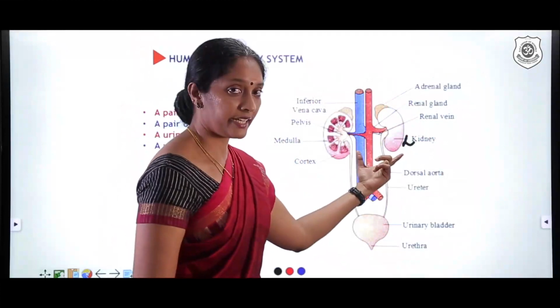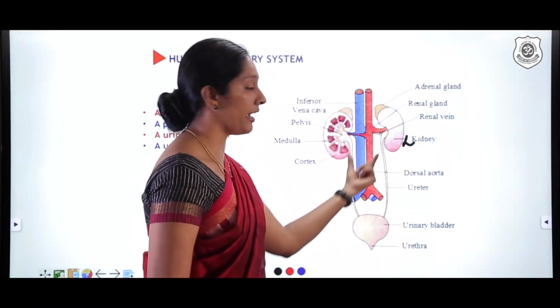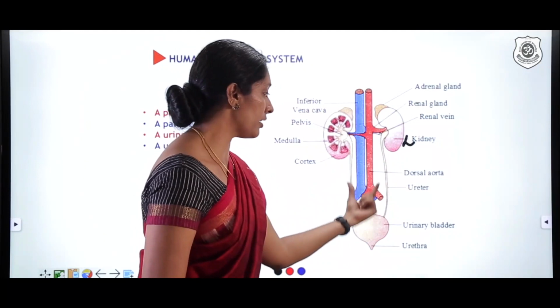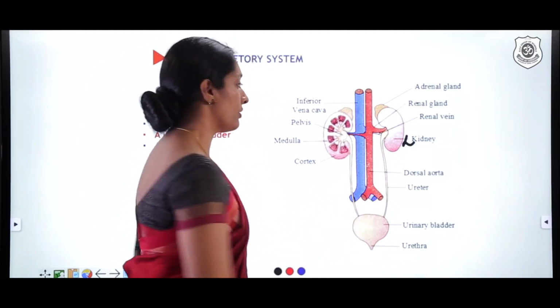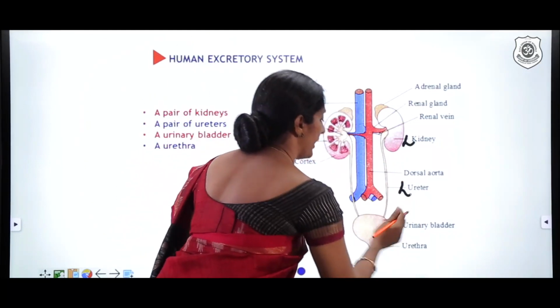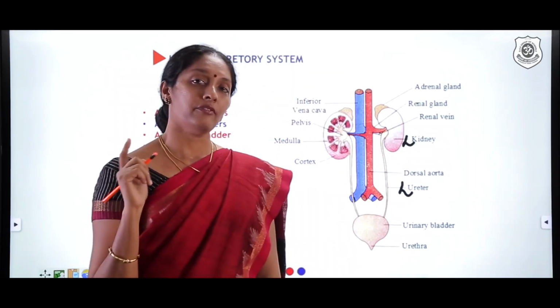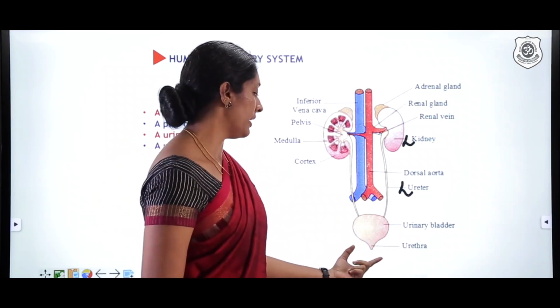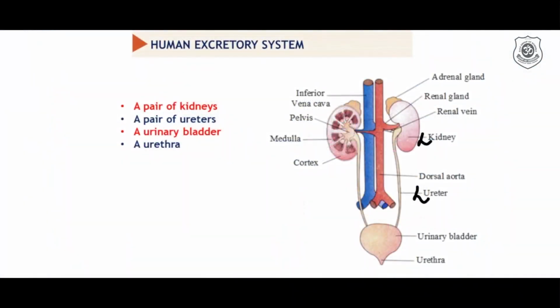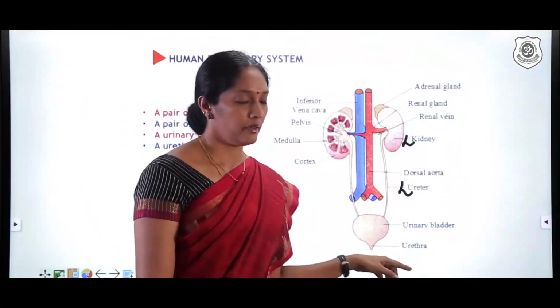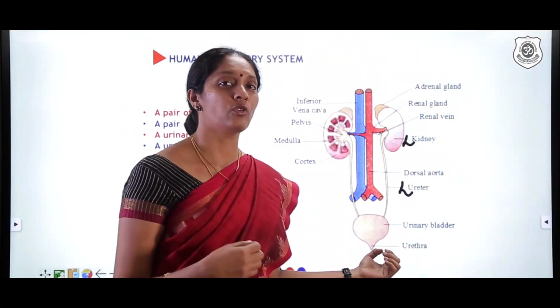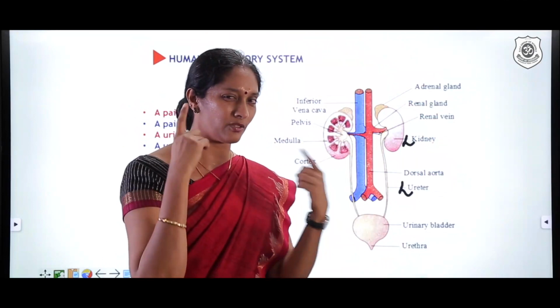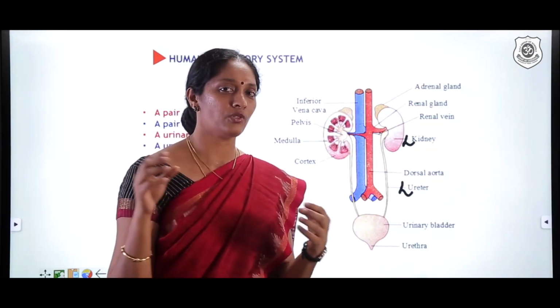So there are two kidneys there, a pair of kidneys, and a pair of ureters. Again, here also you have left ureter and right ureter. After that you have one urinary bladder and one urethra. Mostly I see children make mistakes here with ureter and urethra. Remember, urethra throws urine out of the body. You can listen to some rhyming words there. Thra throws urine out of the body.